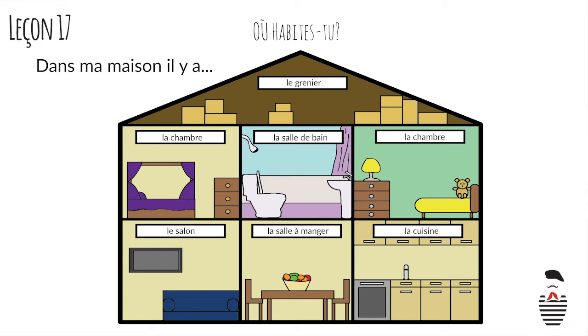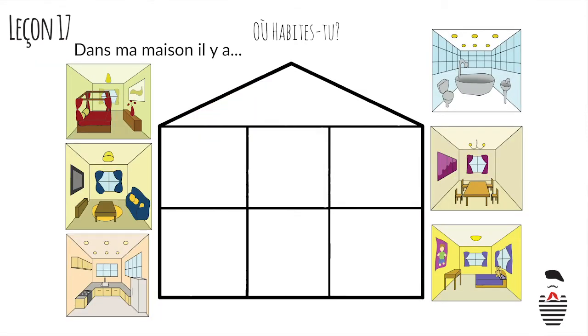Okay, quickly again, all the rooms. In my house they are. Dans ma maison, il y a le grenier, la chambre, la salle de bain, la chambre, le salon, la salle à manger et la cuisine. So if you're not sure, just go back to the page. Then on the next page, you can see that is your activity.